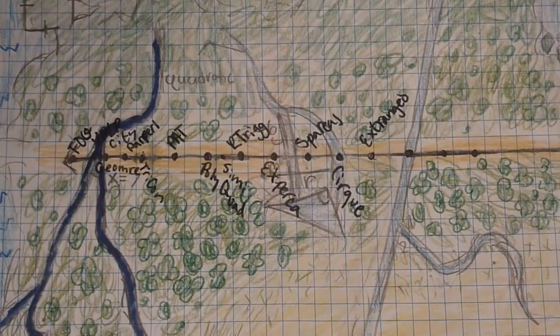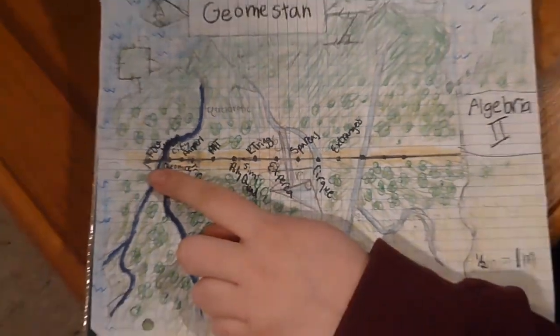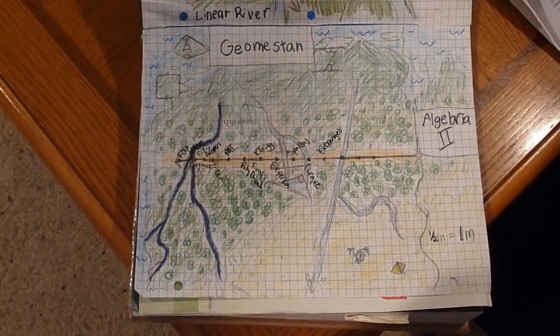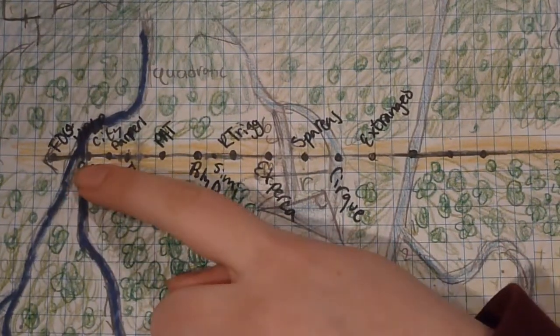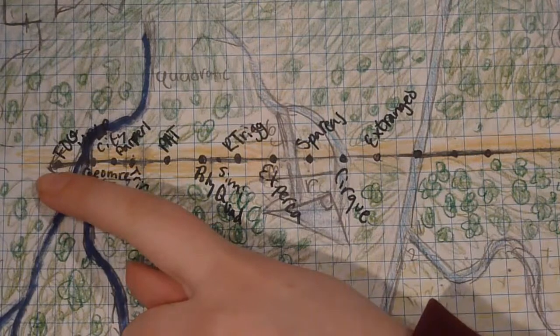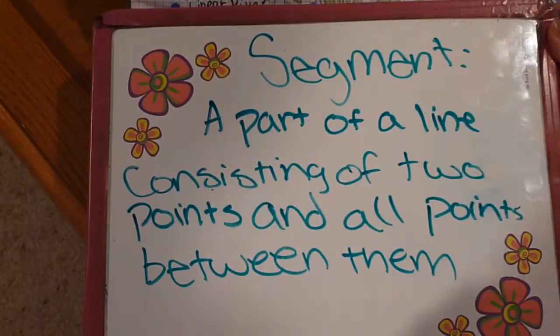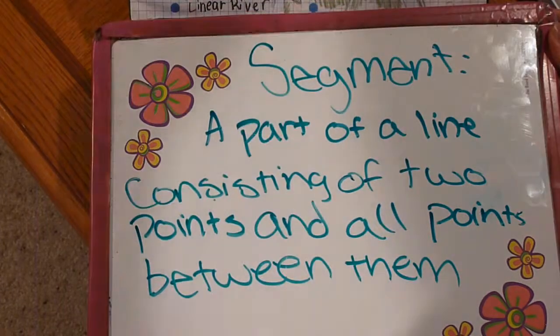Let's open to Geomistan. Right now we're in FOG. That stands for Foundations of Geometry. But that's a mouthful. To reach the next step in your journey, Geometry, you must travel down this segment. A segment is part of a line consisting of 2 points and all points between them.